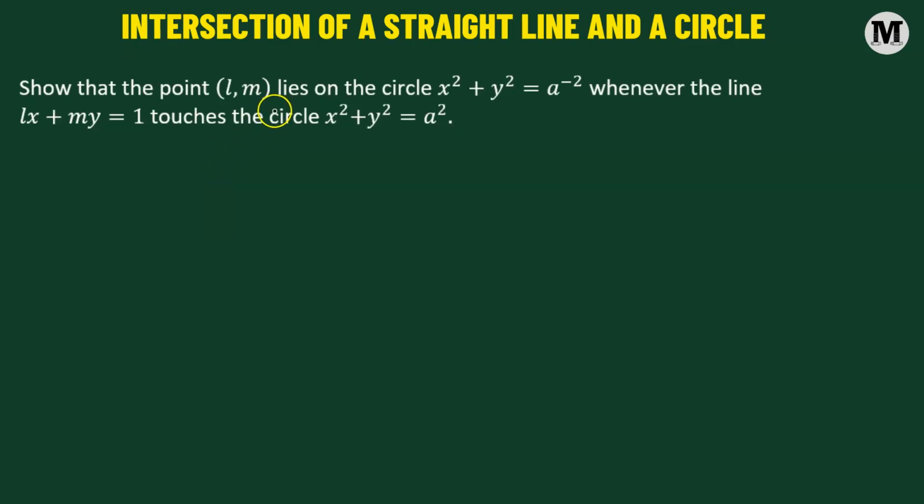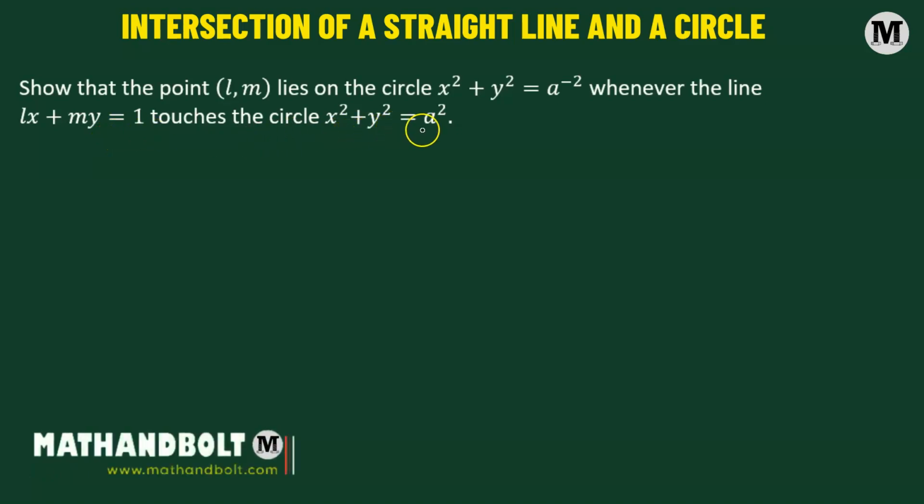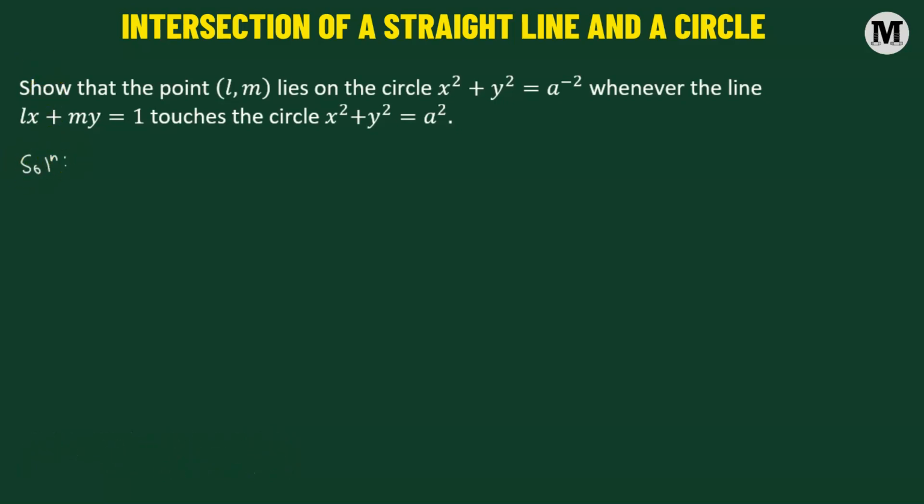Show that the point (l, m) lies on the circle x squared plus y squared equals a to the power of -2 whenever the line lx plus my equals 1 touches the circle x squared plus y squared equals a squared. So let us begin. Here we have a circle and a line both touching each other at a particular point.